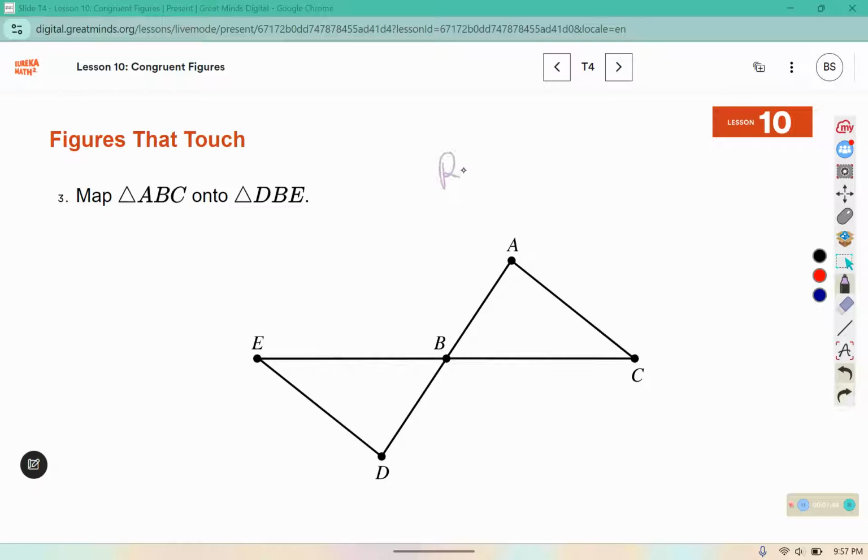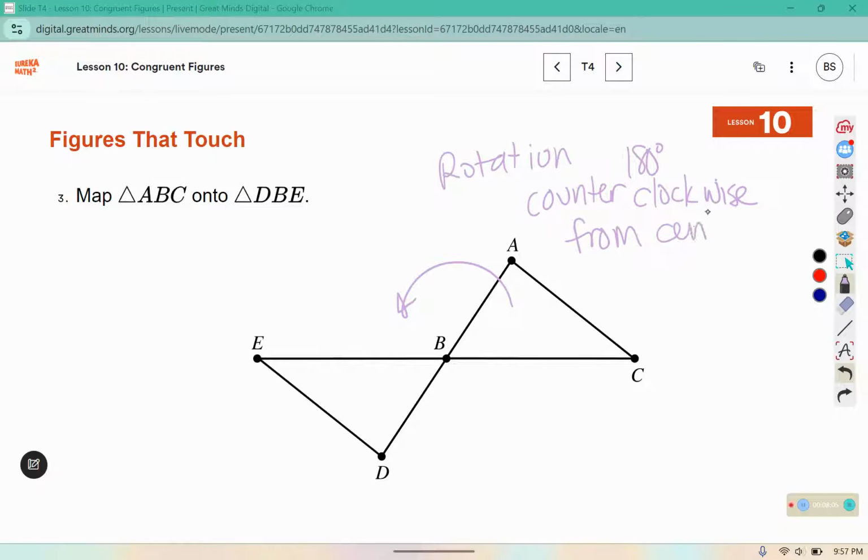So this is a rotation 180 degrees. We went counterclockwise from center, and we use B as our center of rotation.